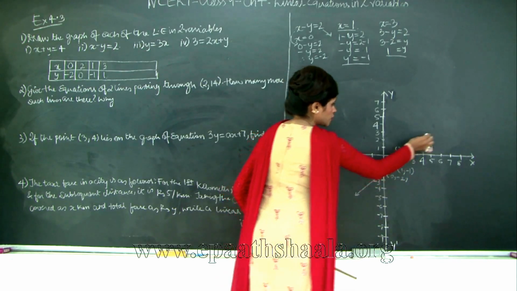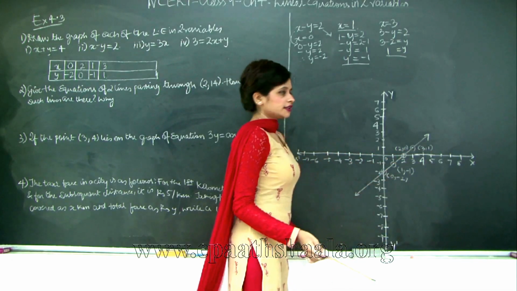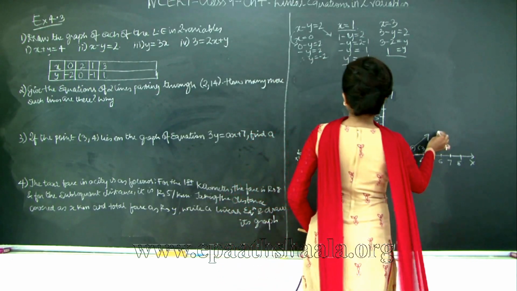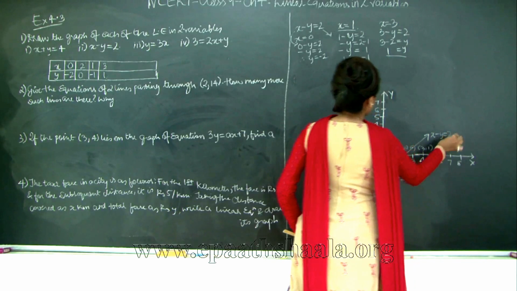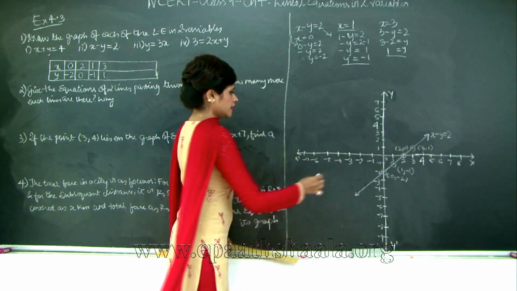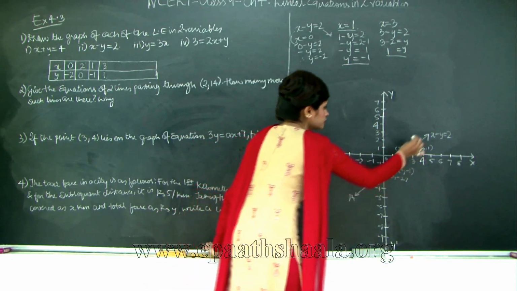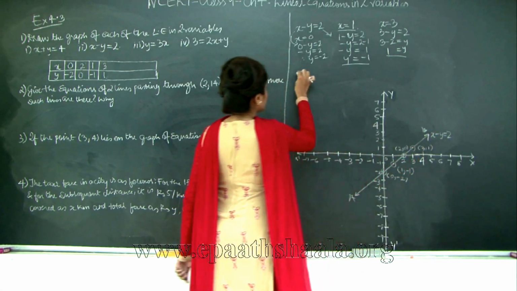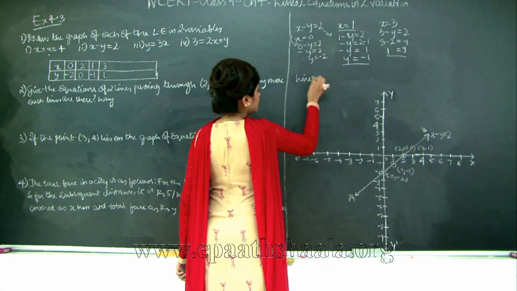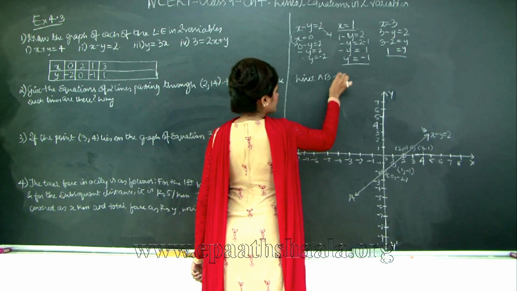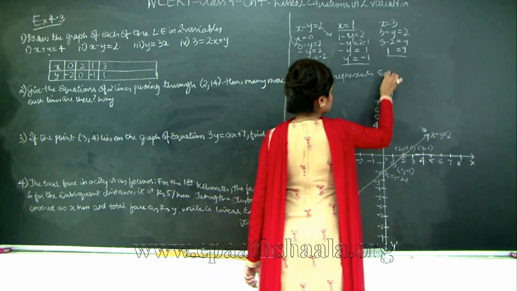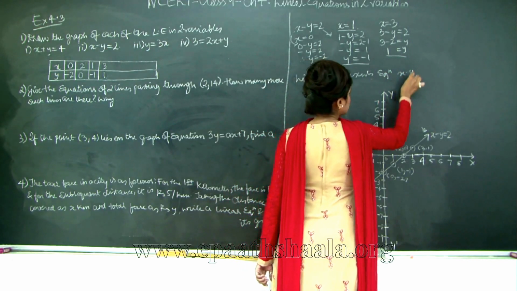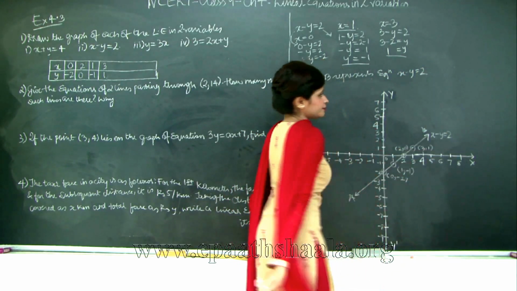Once you have marked the coordinates, you are going to mark the equation of the line, which is x minus y is equal to 2. And finally, what are you going to say? Line AB represents equation x minus y is equal to 2.